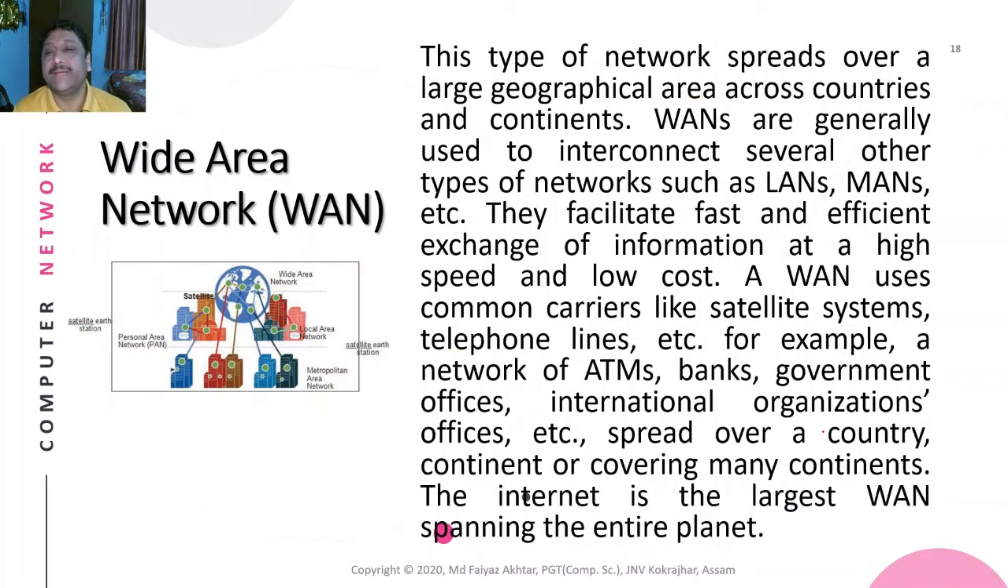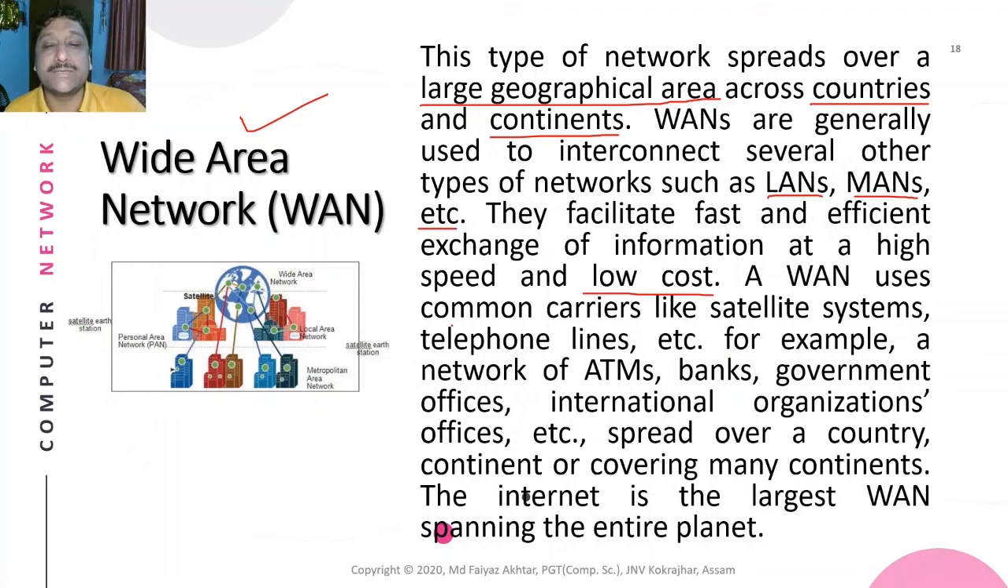Now next is wide area network. This type of network spreads over a larger geographical area, the largest geographical area, across countries and continents. Even beyond countries and continents, we can go. This is known as wide area network. WANs are generally used to interconnect several other types of networks such as LANs, MANs, etc. They facilitate fast and efficient exchange of information at a high speed and at low cost.